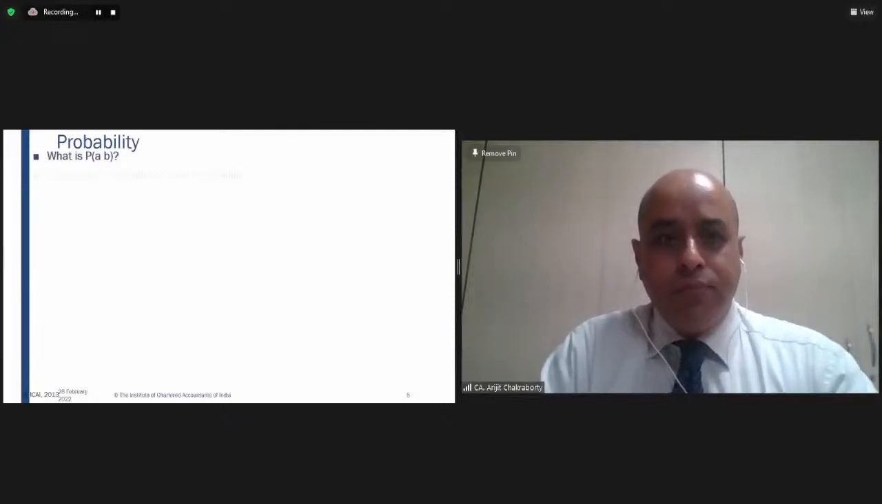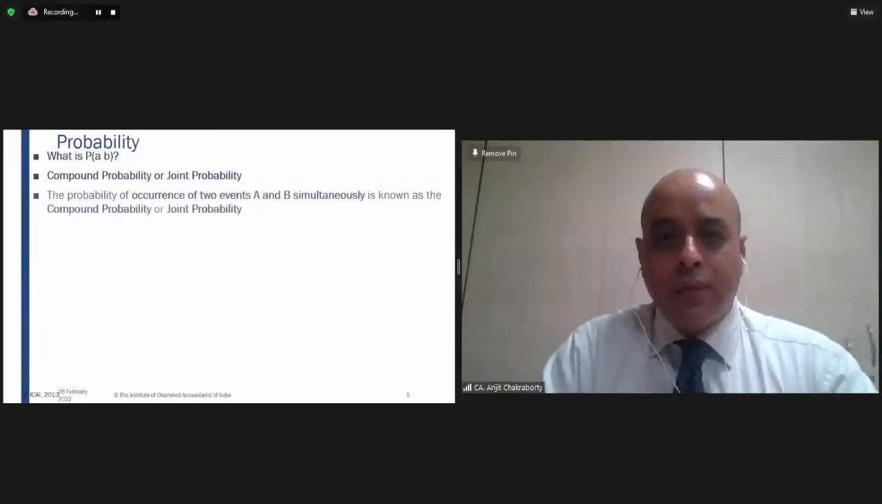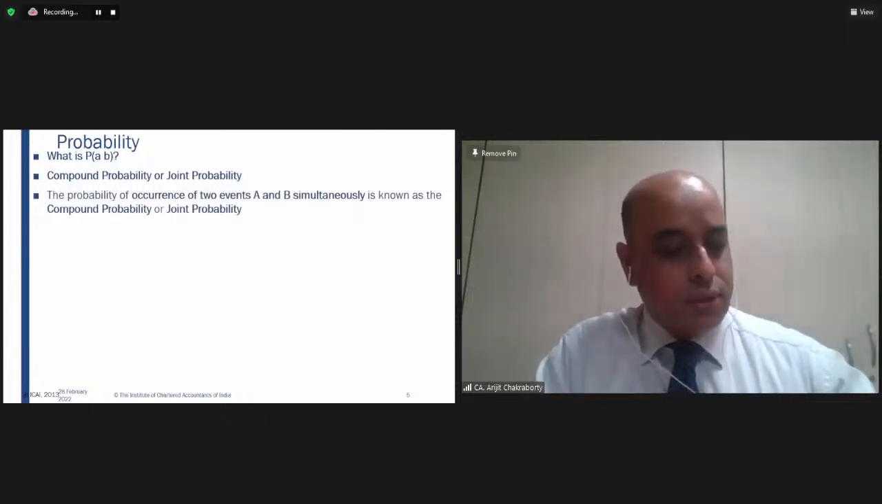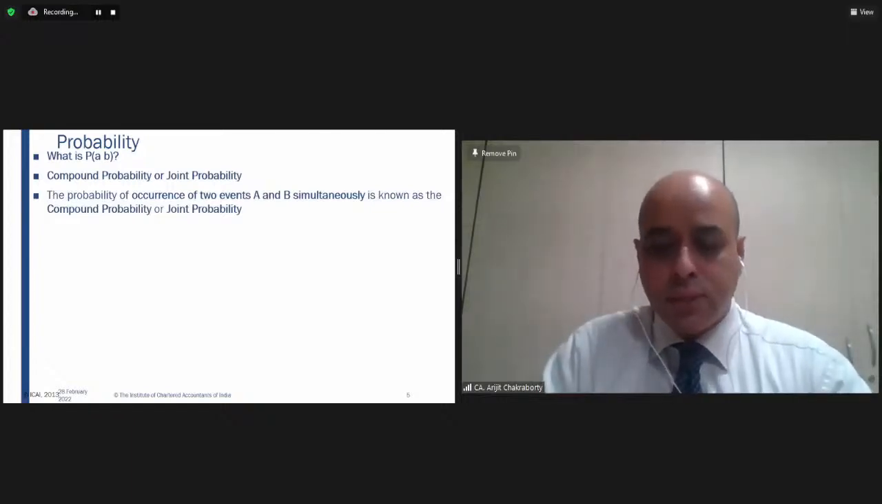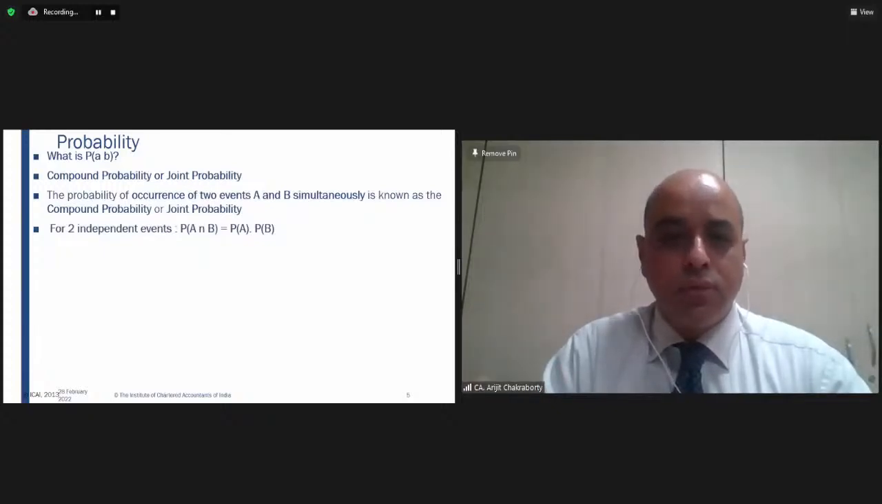Then what is P(AB)? That is compound probability or joint probability. Just a quick recap of this important concept. The probability of occurrence of two events A and B simultaneously is known as the compound probability or joint probability. And the formula you remember is P(AB) equal to P(A) into P(B). This is for independent events.